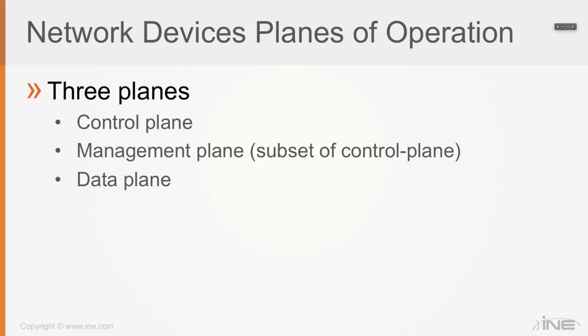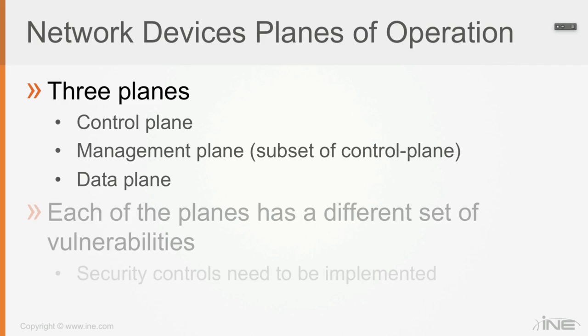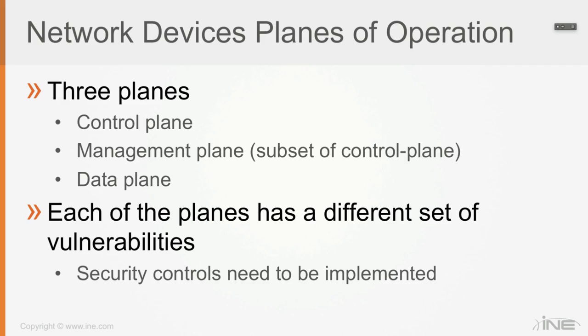And as you're going to see, the names tell you exactly for which traffic those planes are responsible back and forth. Because each of those planes is responsible for a different type of traffic, it's going to have a different set of vulnerabilities it is open to, which means different security controls have to be implemented to secure each of those 3 planes.